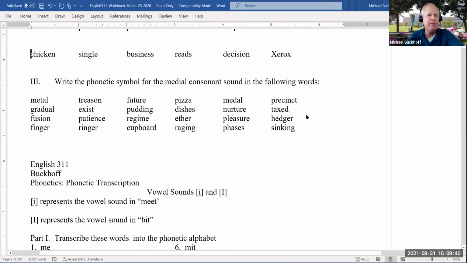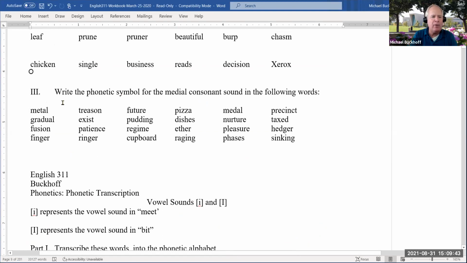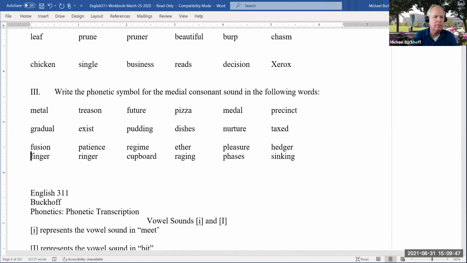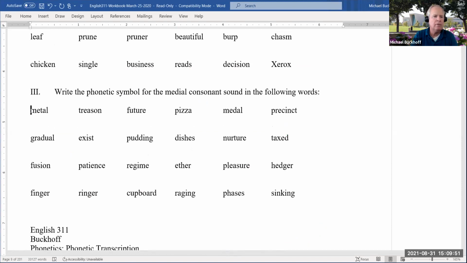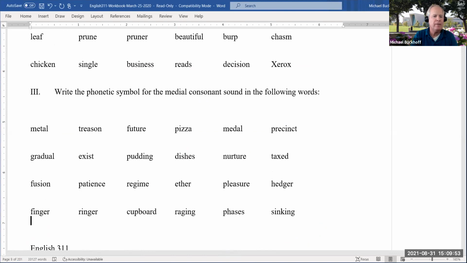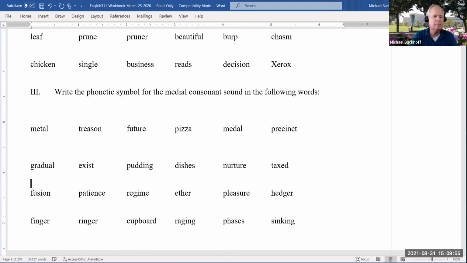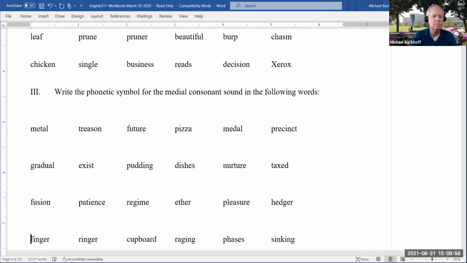Okay, let's move ahead. I think this is the most difficult here. It says, write the phonetic symbol for the medial, the middle, right in the middle there. What is that medial consonant sound?